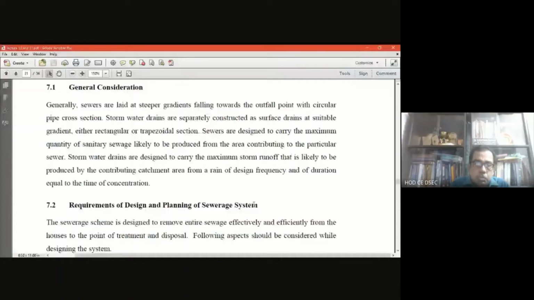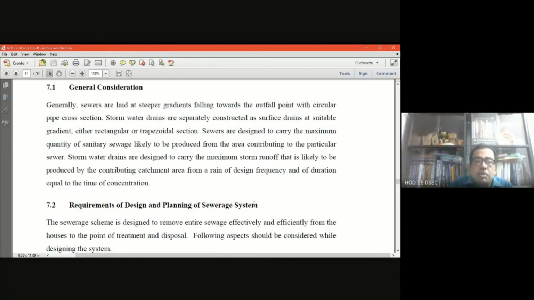Just a general consideration: what is sewer design? The basic purpose of the sewer layout design of the system is that it will follow a steeper gradient, because the sewage flows in the sewer line by gravity. So it will follow a gradient falling towards the outfall point, from where it will reach the treatment plant, that is the sewage treatment plant. And generally, the sewer cross section is circular.